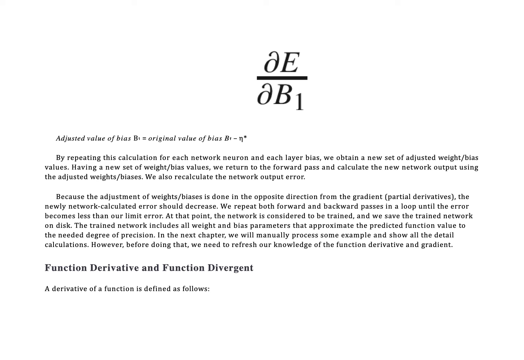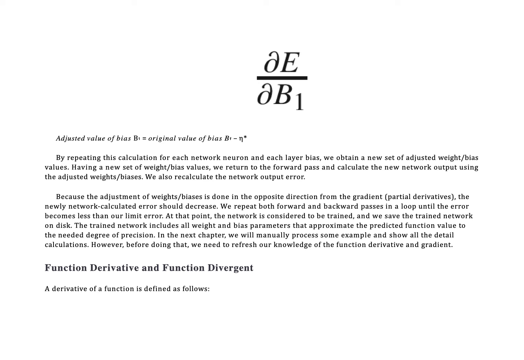The trained network includes all weight and bias parameters that approximate the predicted function value to the needed degree of precision. In the next chapter, we will manually process some example and show all the detailed calculations. However, before doing that, we need to refresh our knowledge of the function derivative and gradient. Function derivative and function gradient.